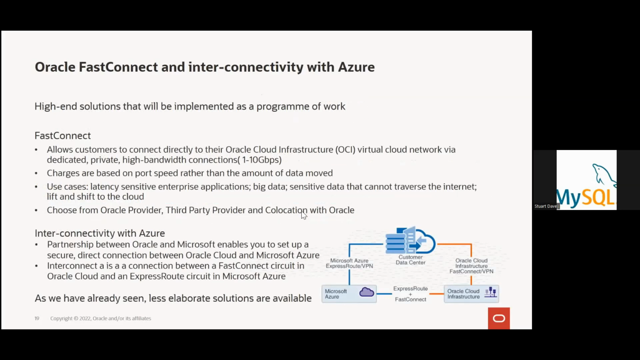The Rolls-Royce of all our interconnectivity solutions: FastConnect. Again, this is probably for very large companies. We're very competitive price-wise, but it's not cheap, if you see what I mean. And again, it allows interconnectivity with Azure as well, so everything becomes seamless, and it's just a case of routing.